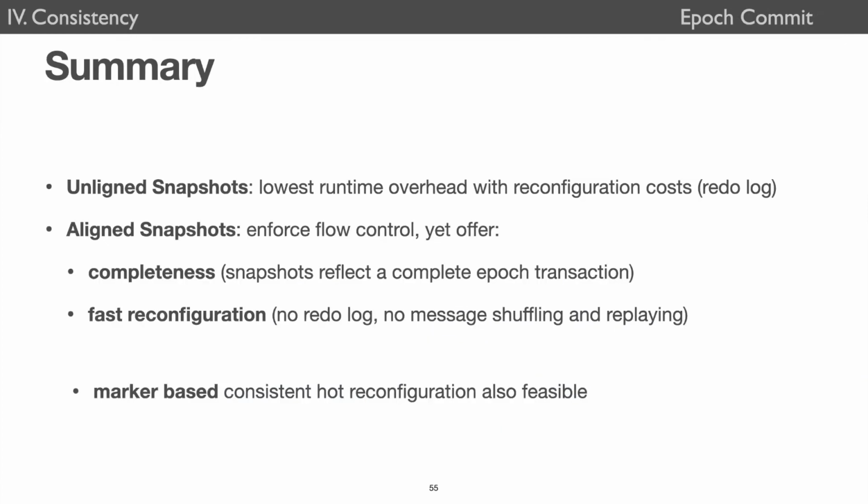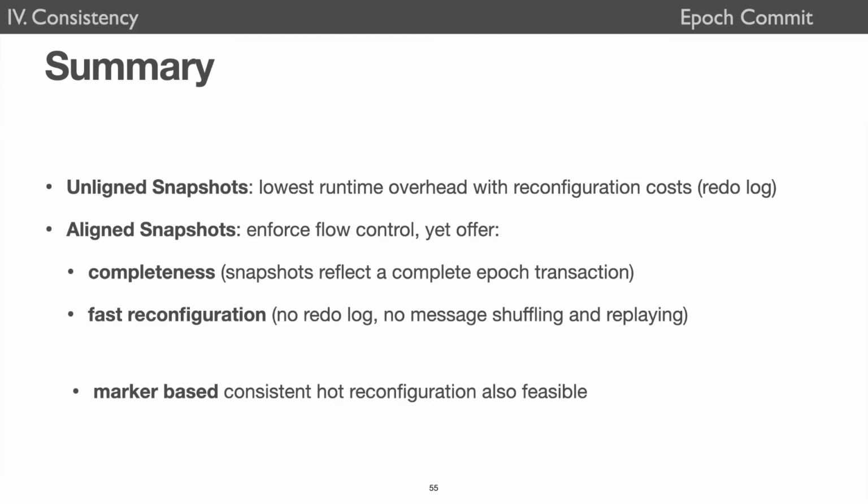Now, in summary, I would say unaligned snapshots give the best runtime performance, but sacrifice recovery times due to the redo phase that is needed on recovery. Then aligned snapshots might be slightly slower due to the alignment phase, but they also have good properties. First of all, they reflect a complete execution of an epoch. So a snapshot is basically something that has no extra side effects to replay. And that's ultra useful if one needs to actually use the snapshot for isolated queries or for snapshot isolation.